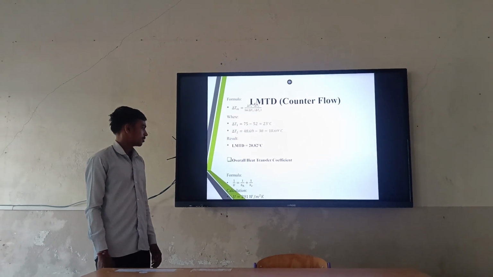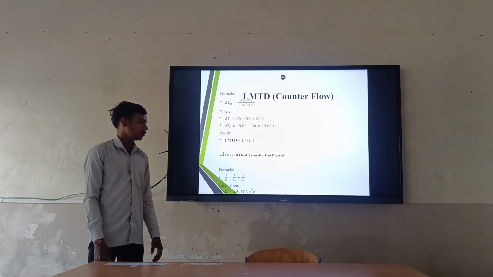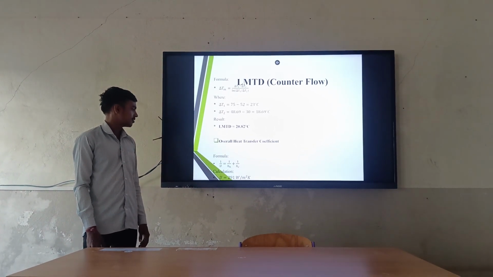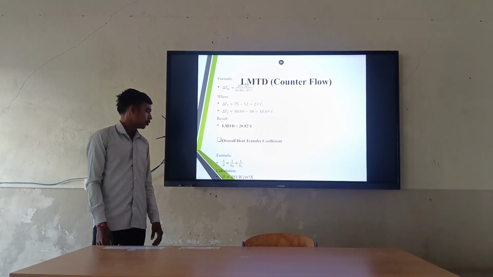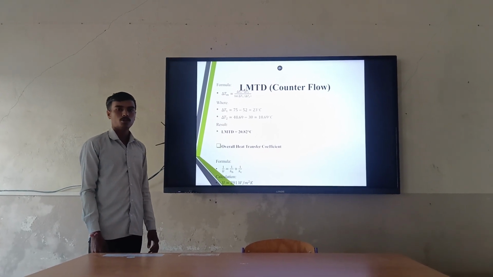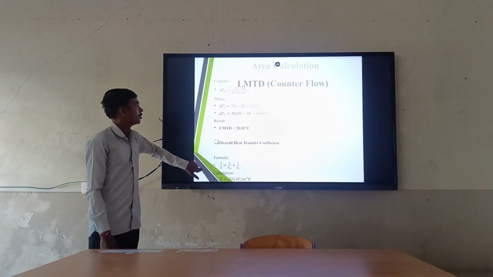Overall heat transfer coefficient formula is 1 upon U is equal to 1 upon Hi plus 1 upon Ho. Calculation: U is equal to 291 watt per meter square kelvin.